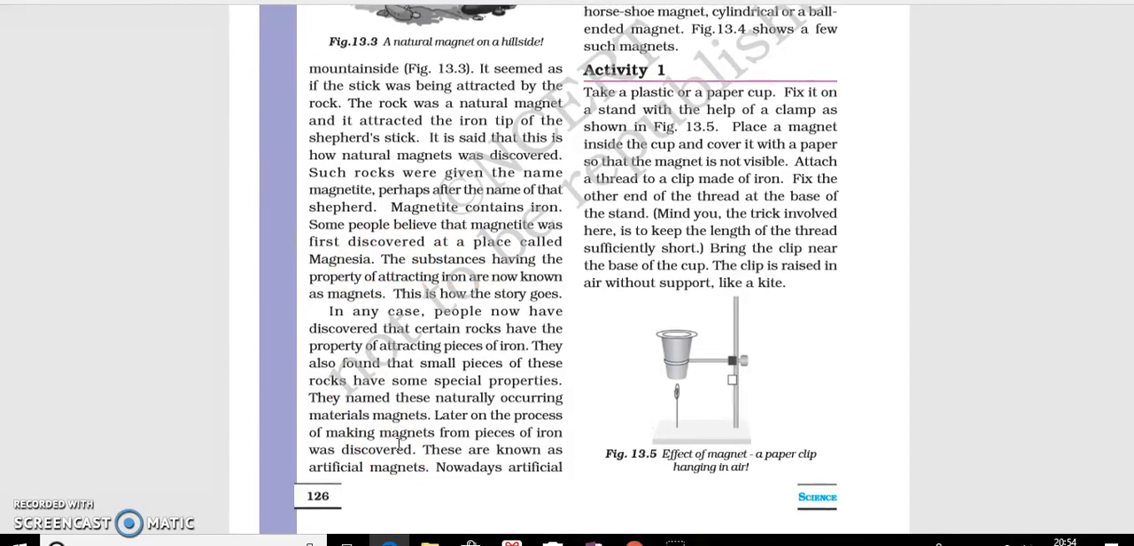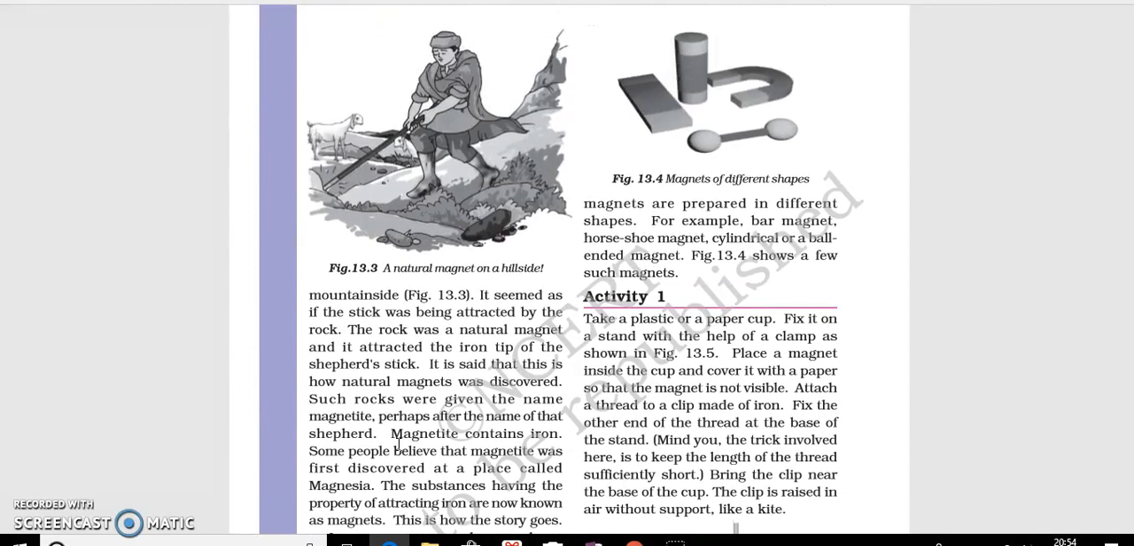Later on, artificial magnets also started. Like we have magnets of different shapes. They were made by man. Like we have the bar magnet, cylindrical, ball-ended, and horseshoe magnets.